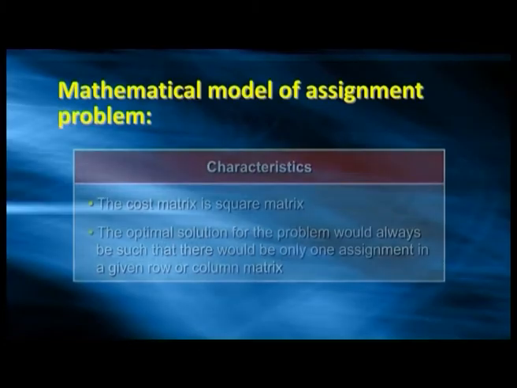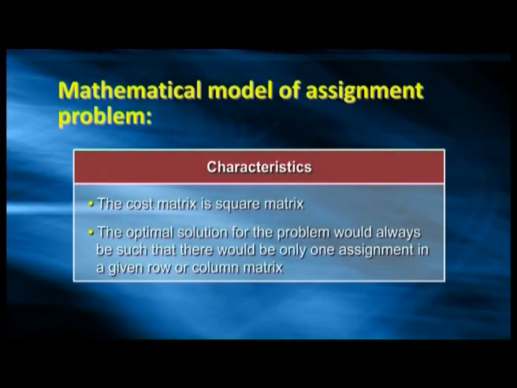From the above discussion, it is clear that the assignment problem is nothing but a variation of the transportation problem with two characteristics. The cost matrix is a square matrix, and the optimal solution for the problem would always be such that there would be only one assignment in a given row or column of the matrix.